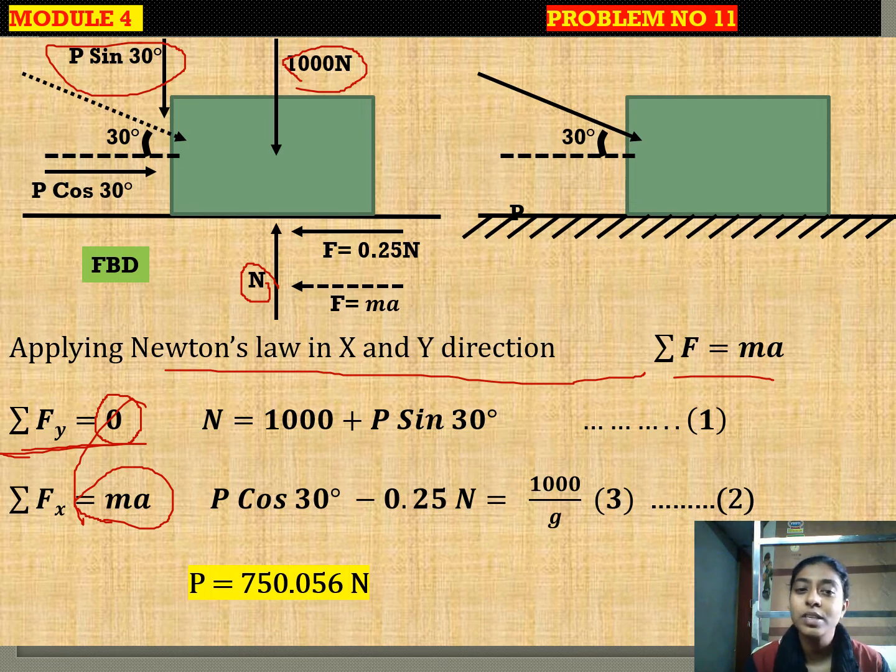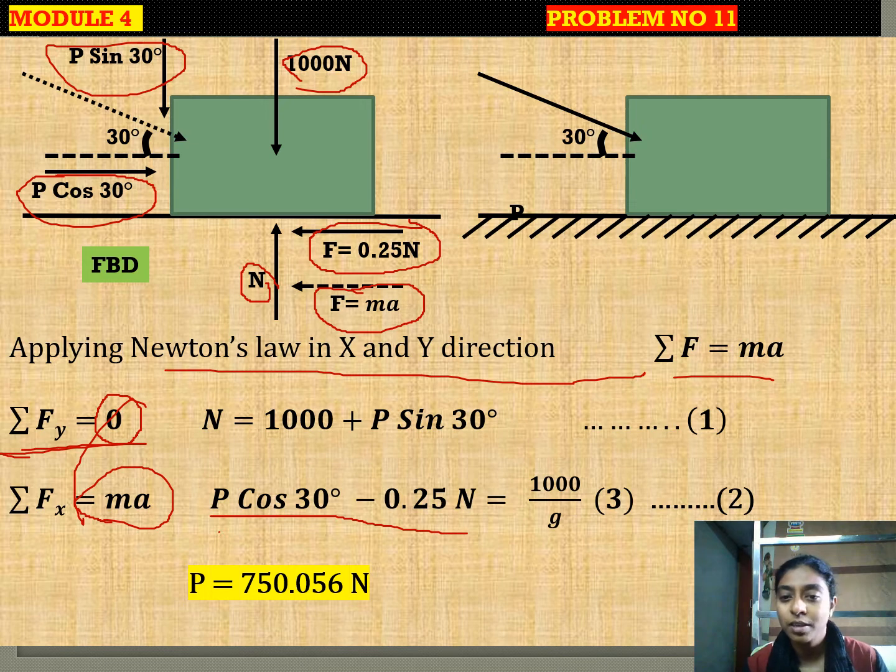And equation 2 is, we are resolving horizontally. So horizontal forces are P cos 30 minus 0.25 N is equal to ma. So here we can see P cos 30 minus 0.25 N, and taking ma on the right, that is equal to ma, mass into acceleration.